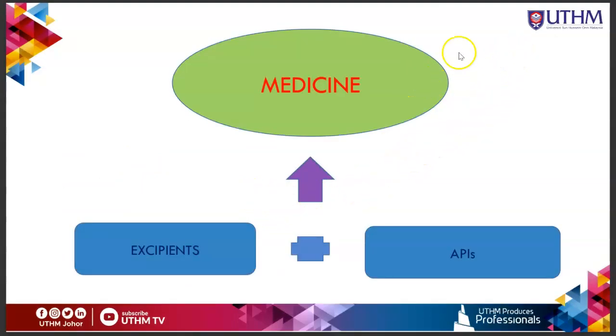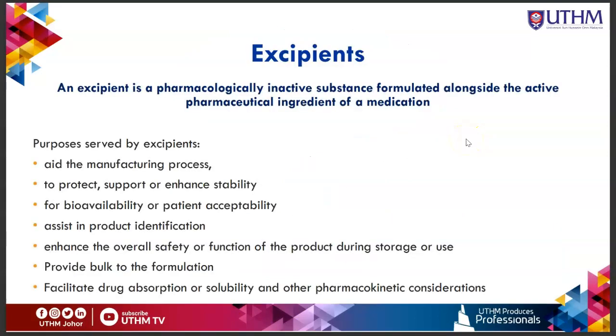Before you can create your medicine, you have your API, the active pharmaceutical ingredient that gives the therapeutic effect. But we will have to combine it with other excipients. This is what we call the commercial formulation. Excipients plus the API will give the medicine that you want. So what are excipients? An excipient is a pharmacologically inactive substance formulated alongside the active pharmaceutical ingredient of a medication.